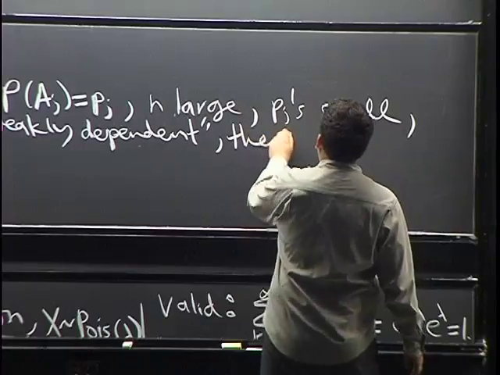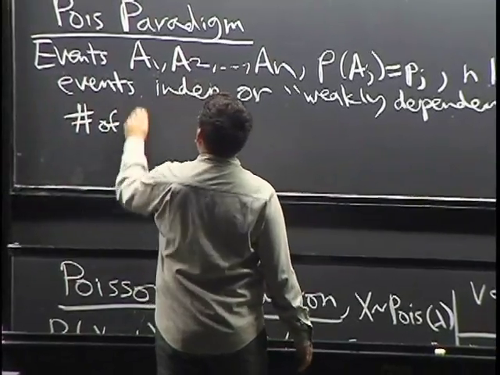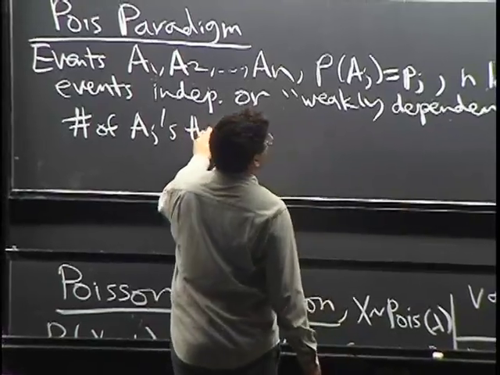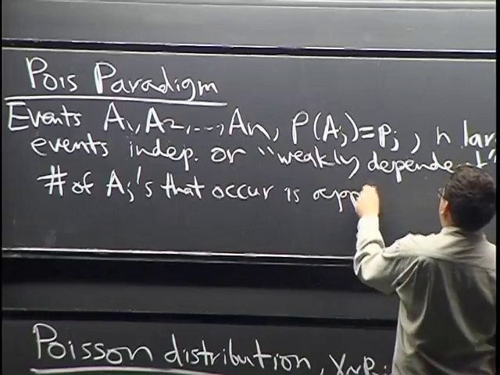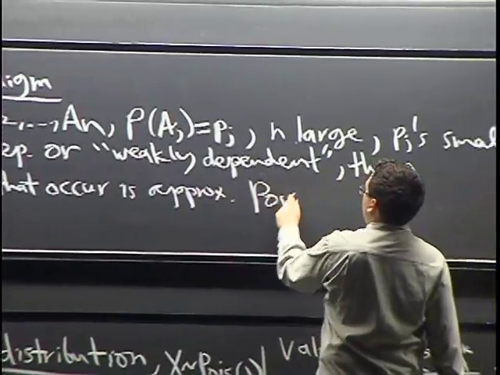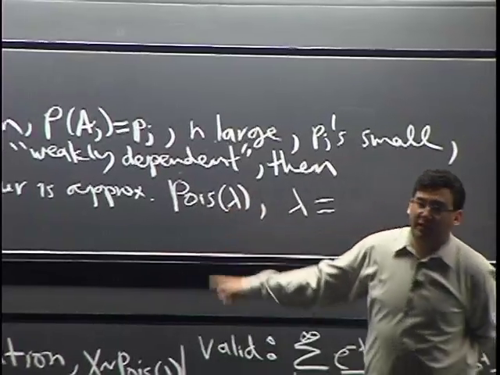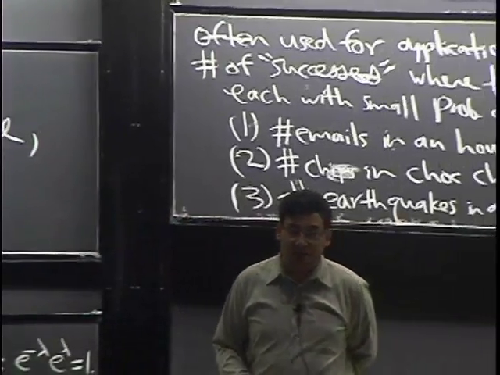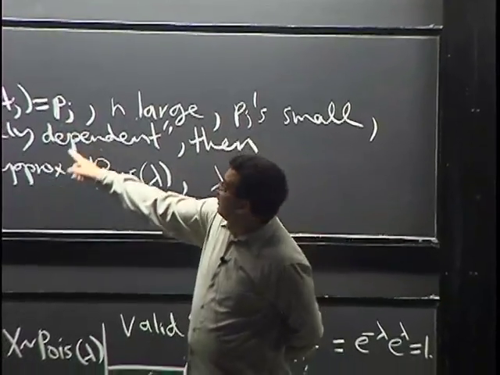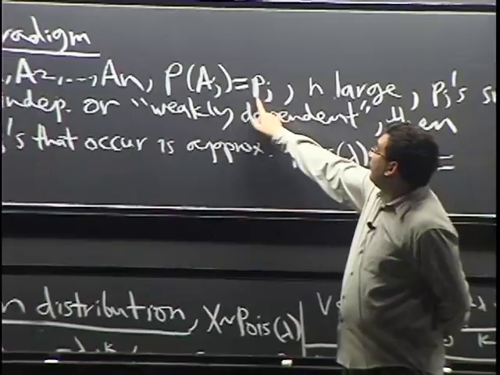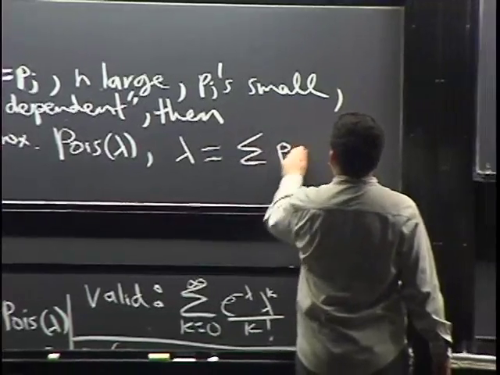Then the claim is that the number of the AJs that occur is approximately Poisson. And we can figure out right now what lambda would have to be for that to make sense. We just showed that lambda is the expected value of the Poisson, so it makes sense that lambda should be the expected number of these events that occur. But by linearity, even if they're dependent, the expected number of events that occur is the sum of the pj's. So lambda should be the sum of the pj's.